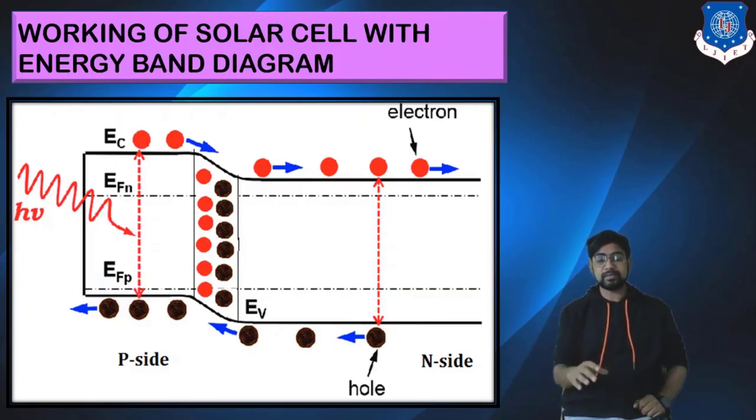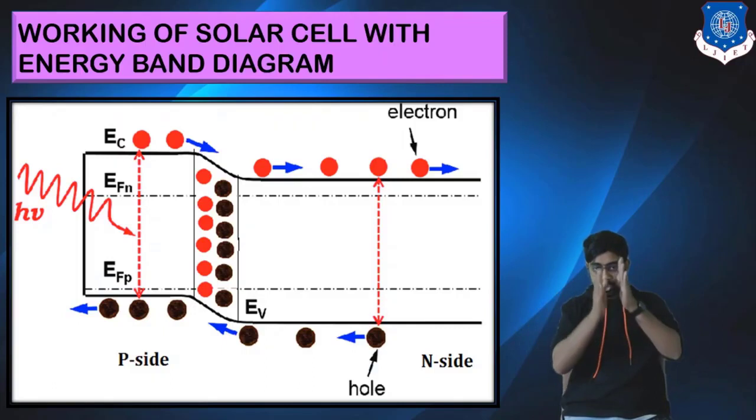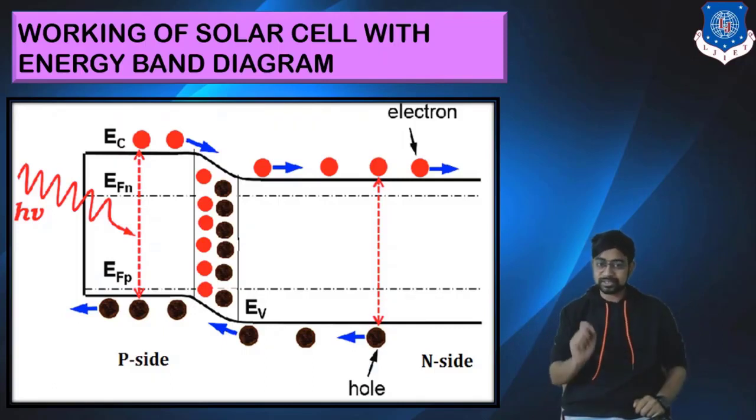Here is the energy band diagram. We have studied the individual energy band diagrams, but when we combine them, because of the depletion region, you can see that a slope is created. That is just the result of the depletion region.